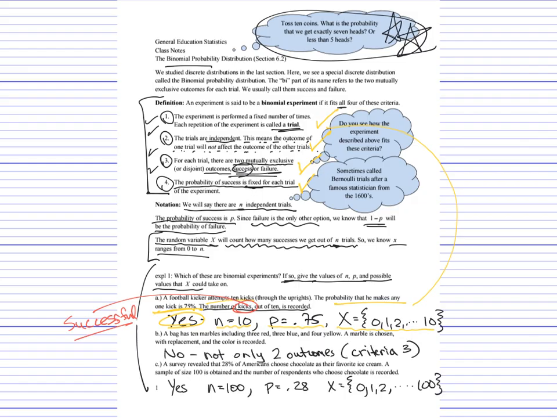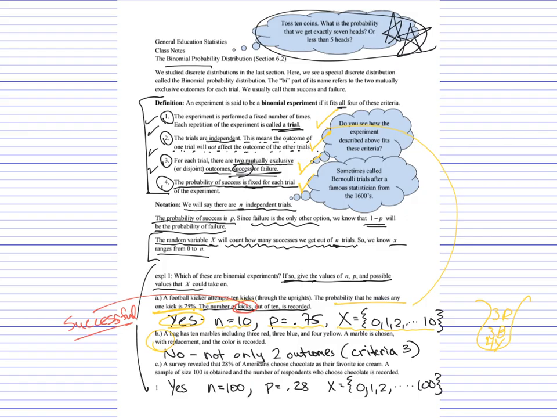All right, to finish this out, part B. A bag has 10 marbles, including 3 red, 3 blue, and 4 yellow. A marble is chosen with replacement, and the color is recorded. This is not a binomial experiment. First of all, notice they didn't tell us how many times they were going to pick out a marble, right? First thing, they didn't even tell us a fixed number of trials, okay?